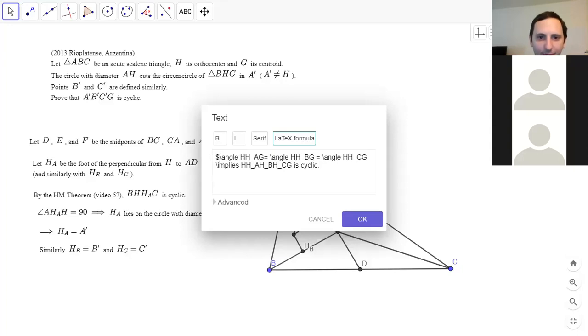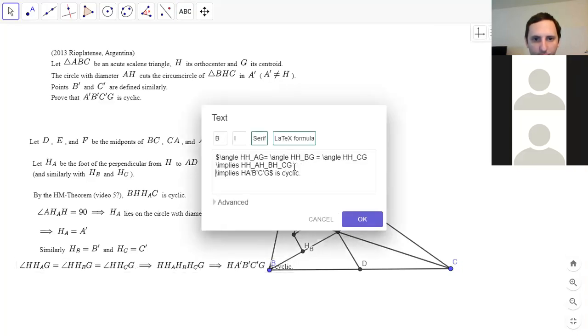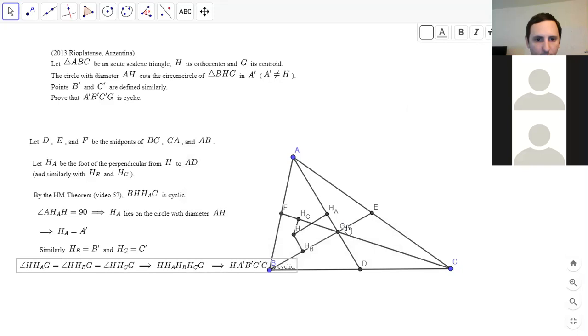I should actually change these all to primes. A prime, B prime, C prime, G cyclic. All right. And I will just space this out a little bit and then move on to the next problem.